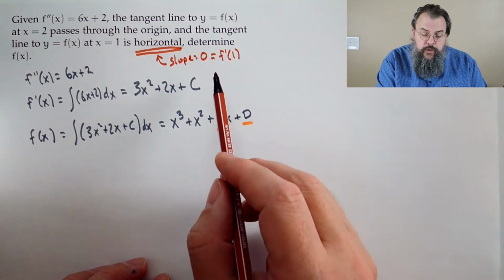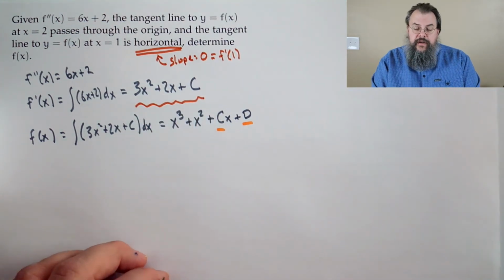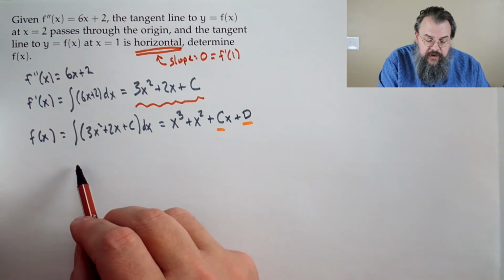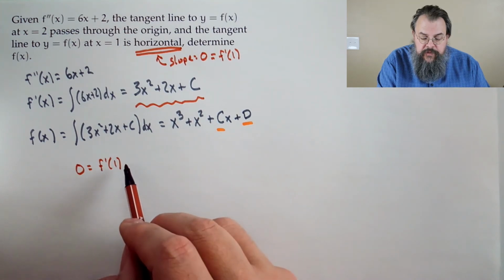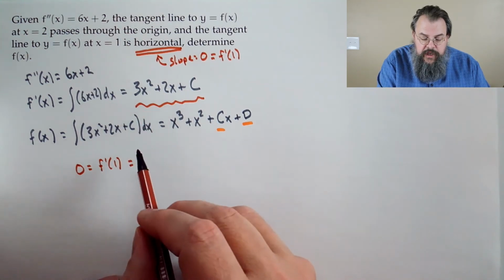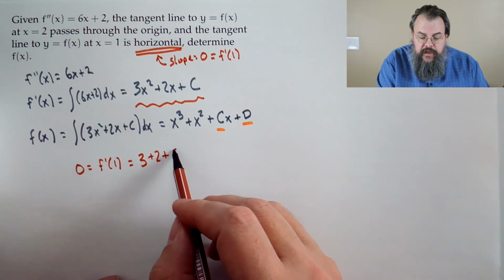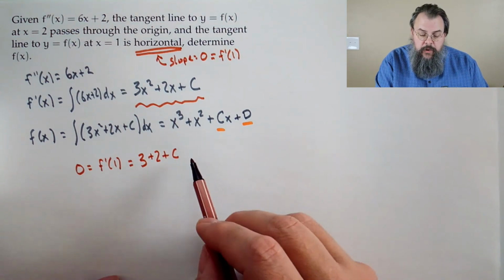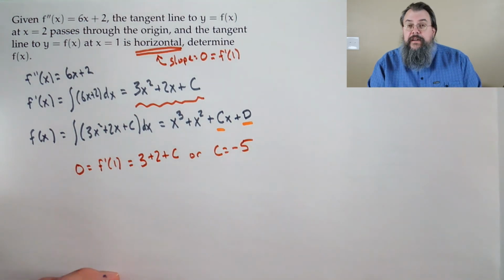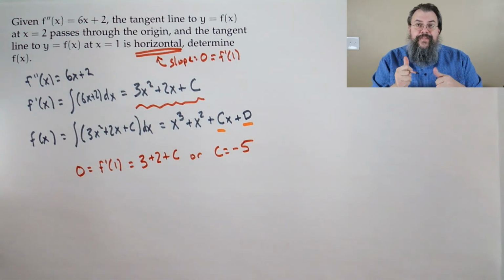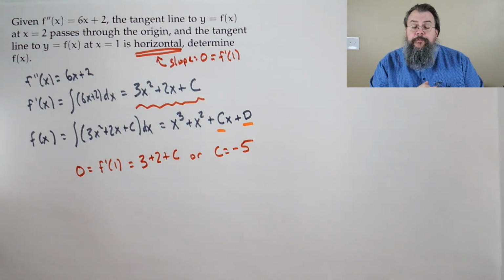And then we say, ooh, well look, we know what our function is for the derivative, so we can say that 0, which is equal to f prime of 1, that's equal to 3 times 1 squared plus 2 times 1 plus c. Or, put another way, we say, aha, c is -5. Good. All right, great. We're good to go.